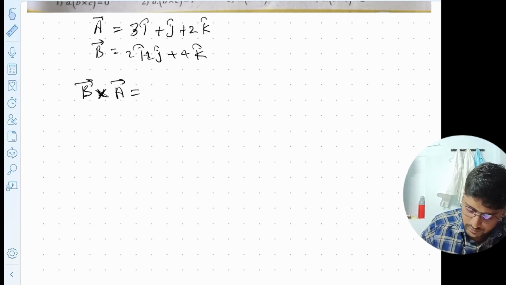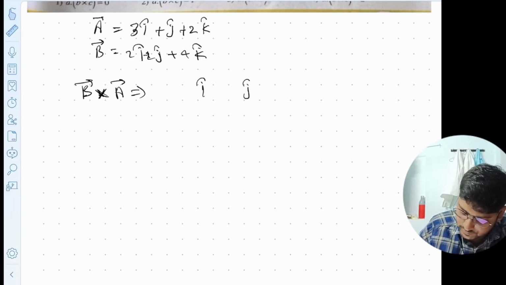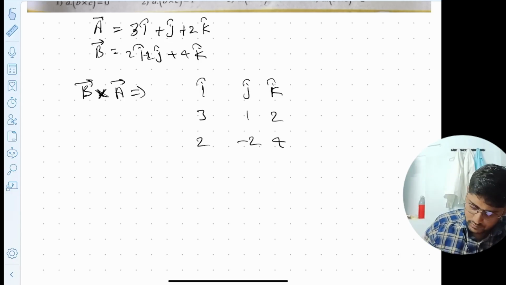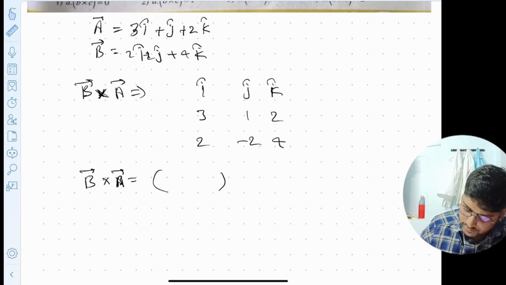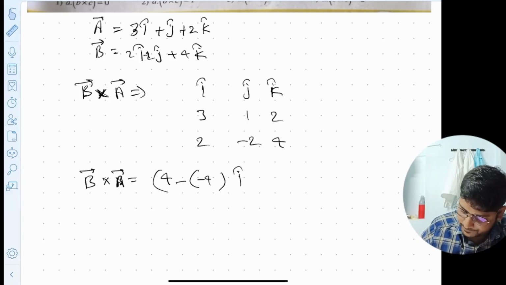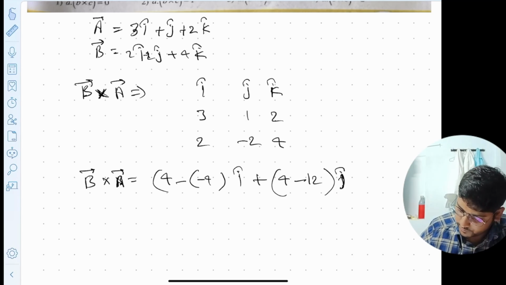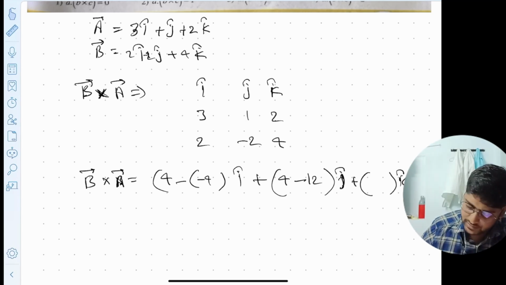B cross A will be i j k, then write 3 1 2, 2 minus 2 4. So i cap: 1 into 4 minus 2 into minus 2, which is 4 minus... i cap. After that, plus j cap, meaning k cross i: 2 into 2 is 4, minus 4 into 3 is 12. After that plus k cap, meaning i cross j: 3 into minus 2 is minus 6, minus 2 into 1 is minus 2.